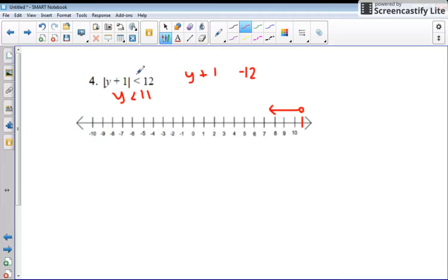So the trick, the way to remember, is switch and flip. So this gets switched to a greater than sign, and this gets flipped to a negative 12. And I say flip because you can imagine this number line, you sort of flip a negative to a positive, or a positive to a negative, vice versa. So now that I've switched and flipped, I solve like I did before. I get y is greater than negative 13.